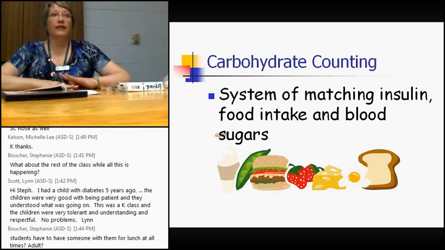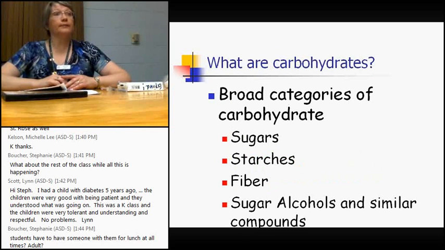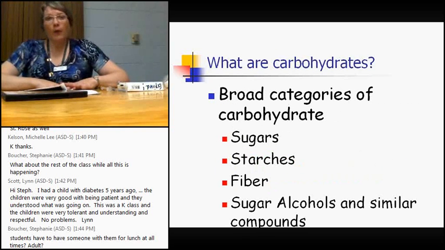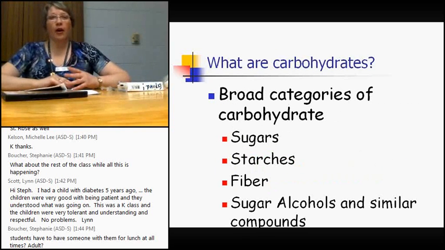Okay, so with carbohydrate counting, you're matching the insulin dose you're giving to the actual amount of carbohydrate in the food that's being eaten. There are a lot of variations on the theme, and I think every family I talk to that's carbohydrate counting does things a slightly different way. But the bottom line is you're trying to get as close a match as you can. Next slide. There are broad categories of carbohydrates in our foods.